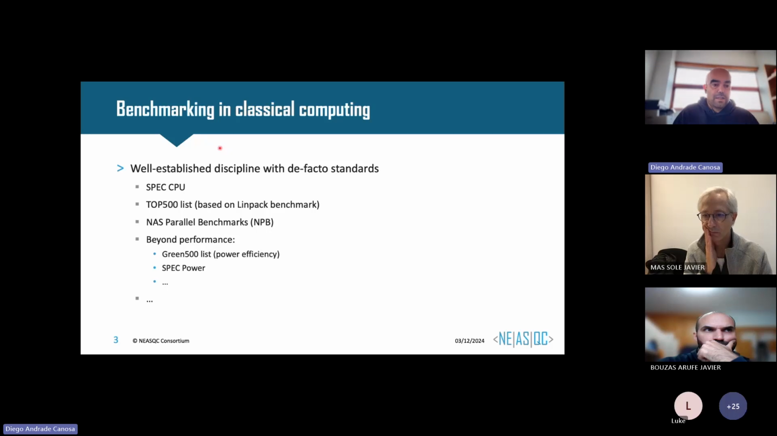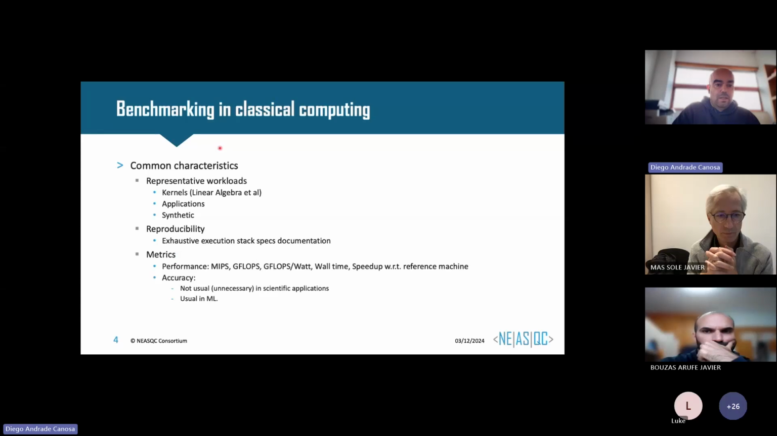Also, we have the NAS parallel benchmarks, and sometimes we don't focus necessarily on performance, but for instance, we can focus on evaluating power efficiency. So the Top500 list has a power efficiency counterpart, that is the Green500 list, and also the SPEC CPU benchmark has a power efficiency counterpart, that is the SPECpower benchmark. We could list many other approaches, but it's just a small summary of some de facto standards.